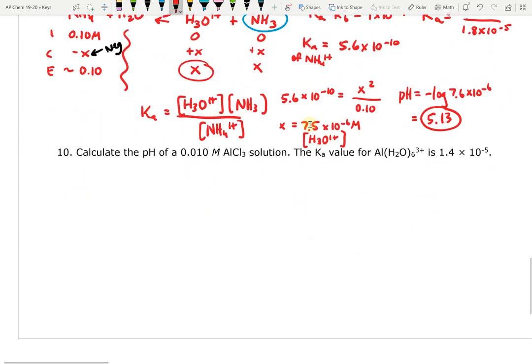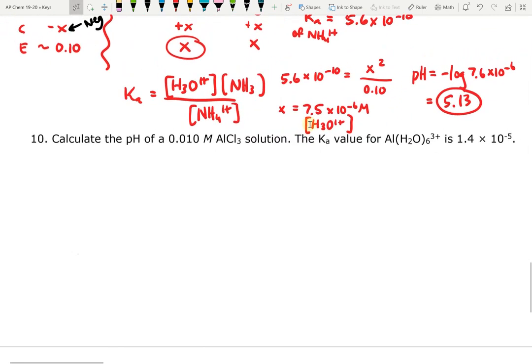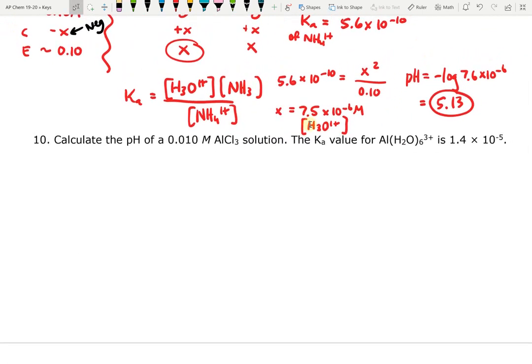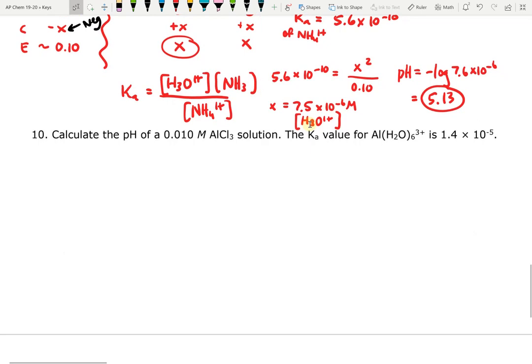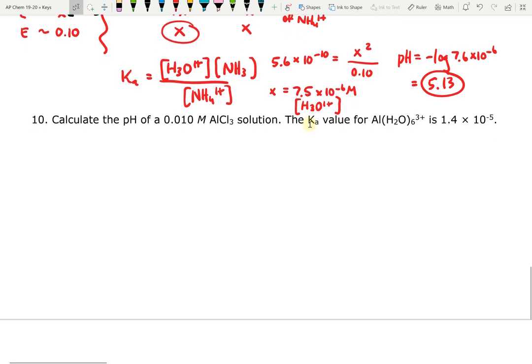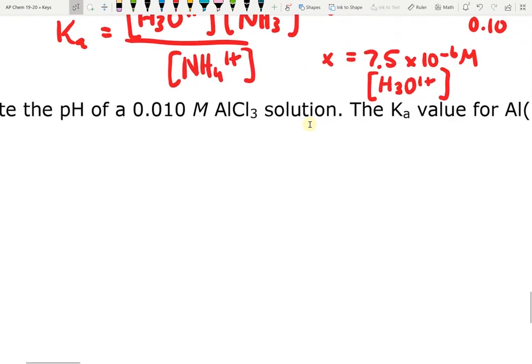Let's do one more, and then we'll call this video good. So on number 10, we've got aluminum chloride. And again, this is that aluminum ion that we kind of alluded to in the last video, if you've watched that one, showing how aluminum is going to behave here as the acidic contributor to the solution. They gave us the Ka value for that ion straight out of the gate. So that's actually going to save us a little bit of trouble. But let's take a look at this and make sure we understand why.